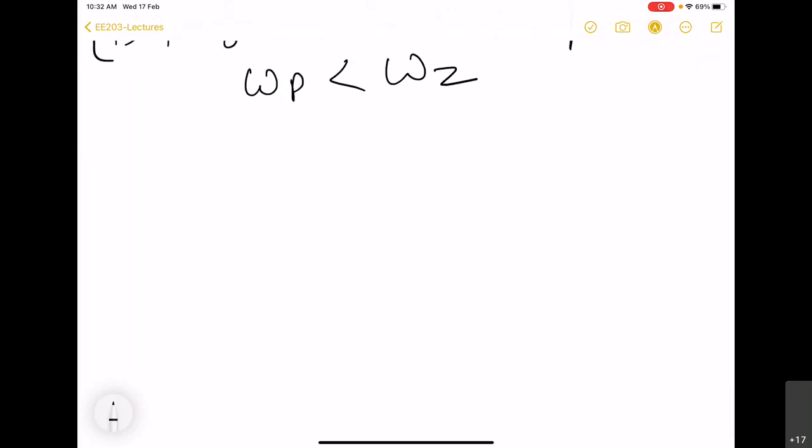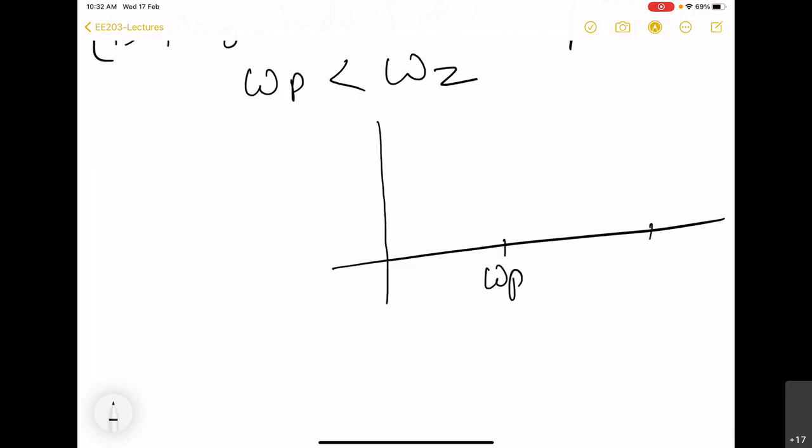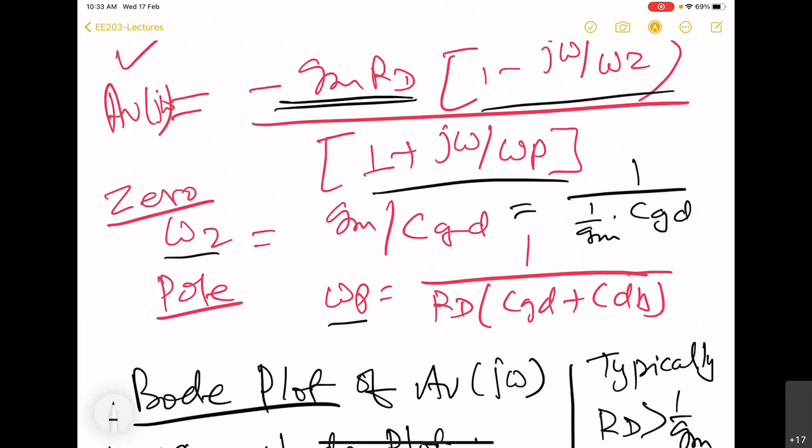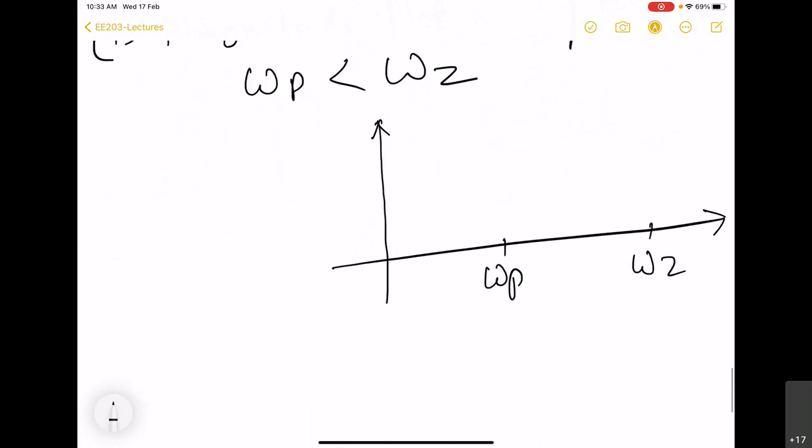So now when we do the magnitude plot, we can put omega p here and omega z somewhere here. So this is going to be most likely the scenario. Now we have three terms: the constant term, zero and pole. Zero and pole both are not located at origin, so we have to plot each of those curves individually. So the constant term is going to give rise to a response like this, a Bode plot like this, which will be 20 log GM RD.